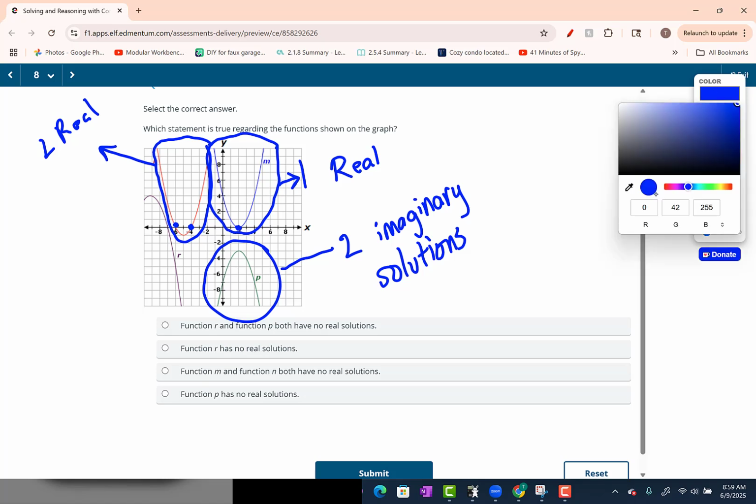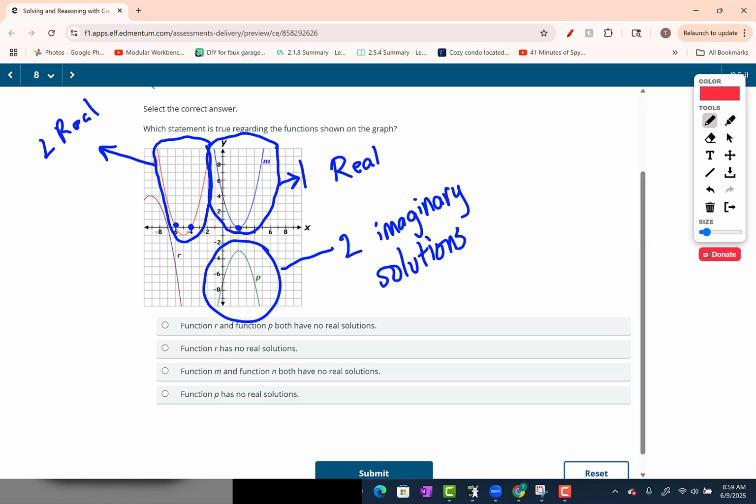Let me choose a different color for this last one. This last one, R, touches the graph once here. And although we can't see it, we know it's going to touch a second time over here. So graph R also has two real solutions.